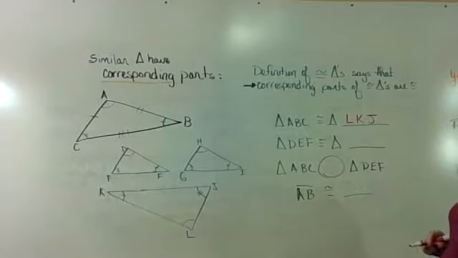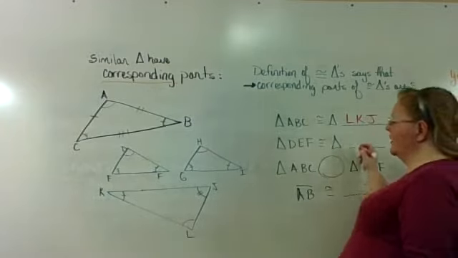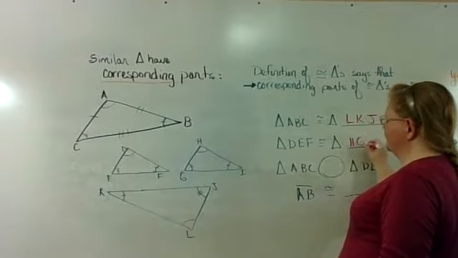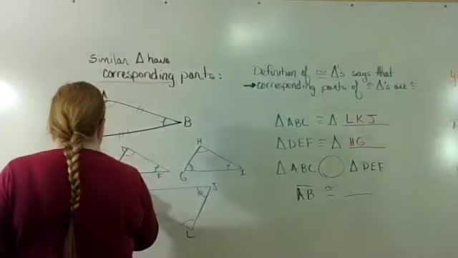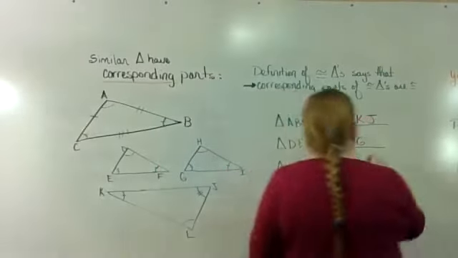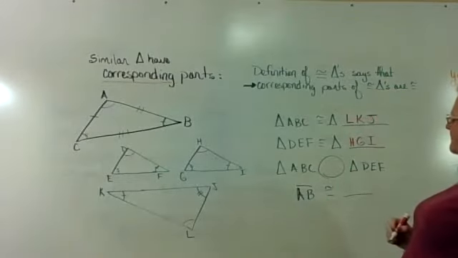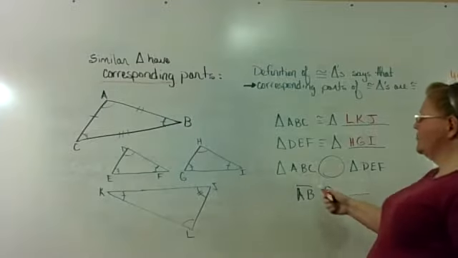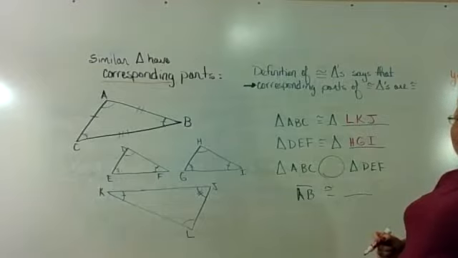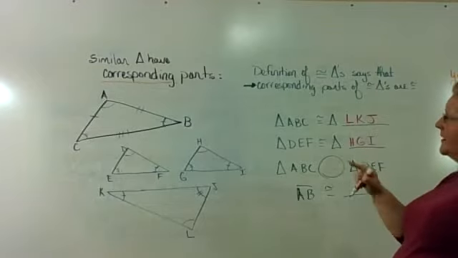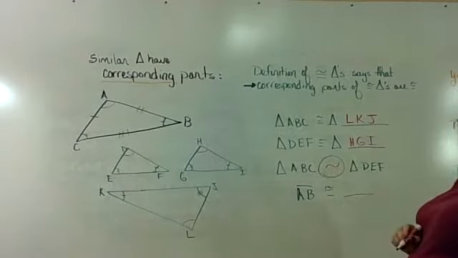Triangle DEF is congruent to triangle HGI. Ooh, I put 2 F's. You should have said something. And then triangle ABC and triangle DEF, do they look like they're the same size? No, but they do have corresponding angles. That makes them similar, not congruent.